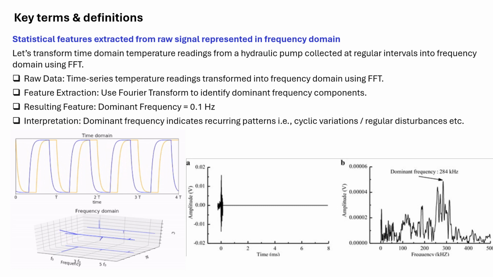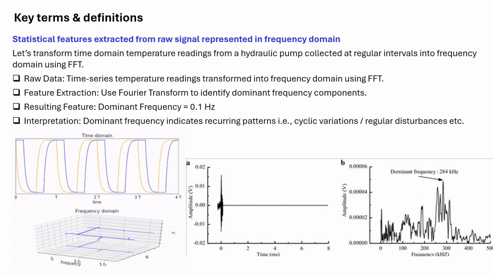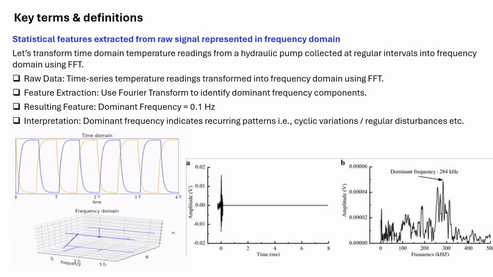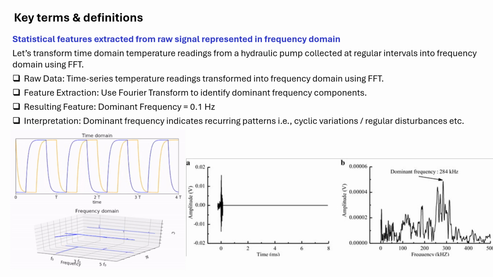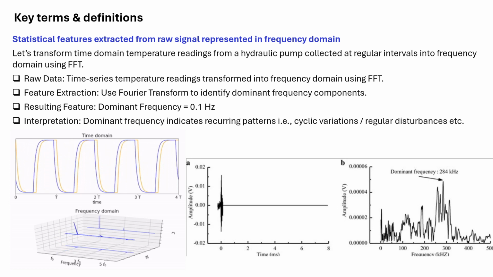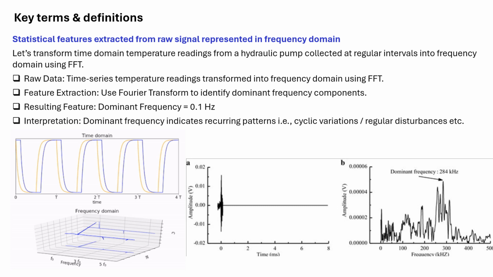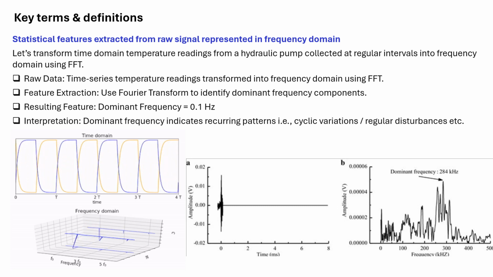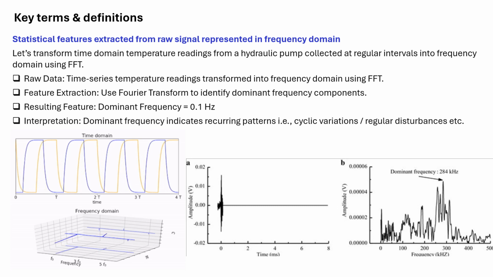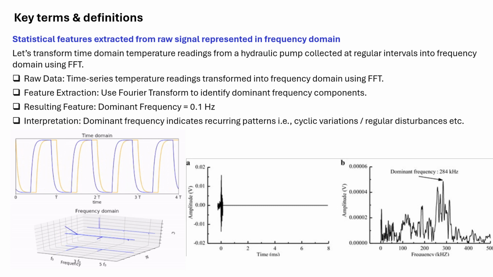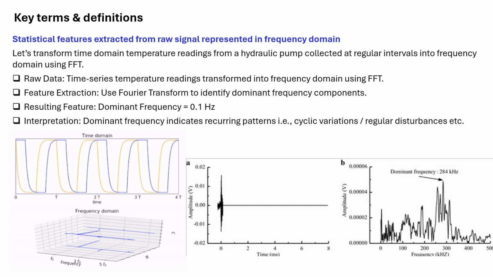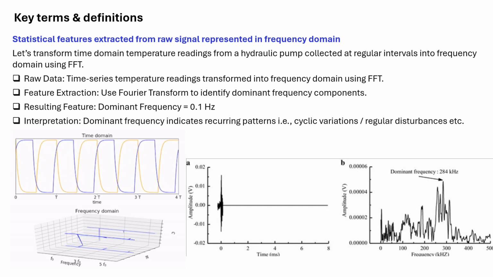To unveil the frequency-specific information within the temperature readings, we apply the fast Fourier transform, FFT. This mathematical technique allows us to convert the signal from the time domain to the frequency domain. Essentially, it decomposes the complex signal into its constituent frequency components. Upon transforming the data, we focus on feature extraction, specifically targeting the dominant frequency. The dominant frequency is identified as 0.1 Hz.